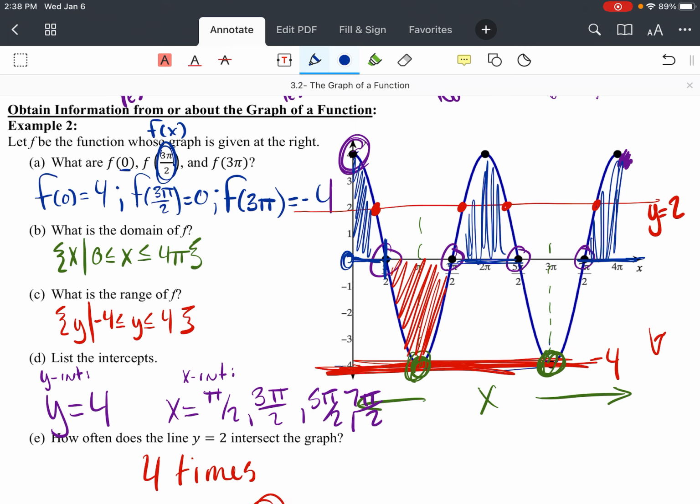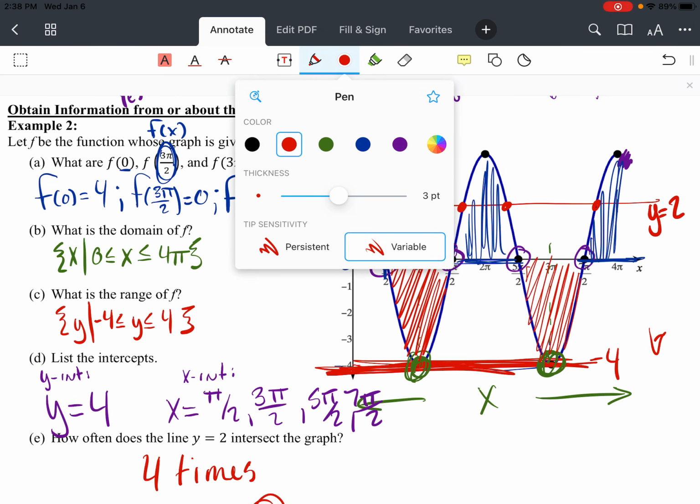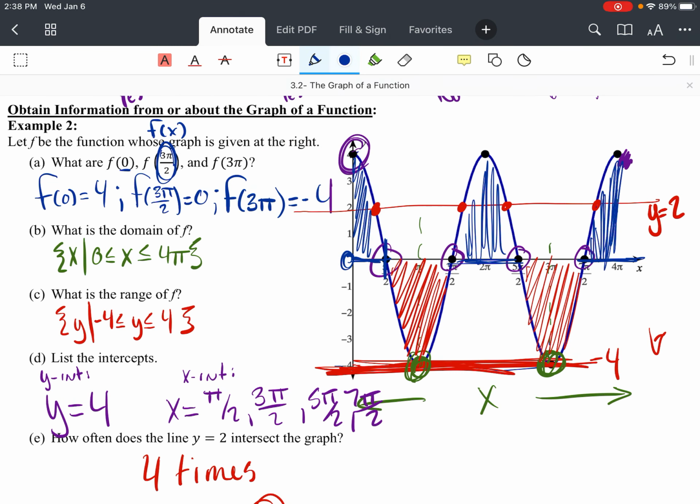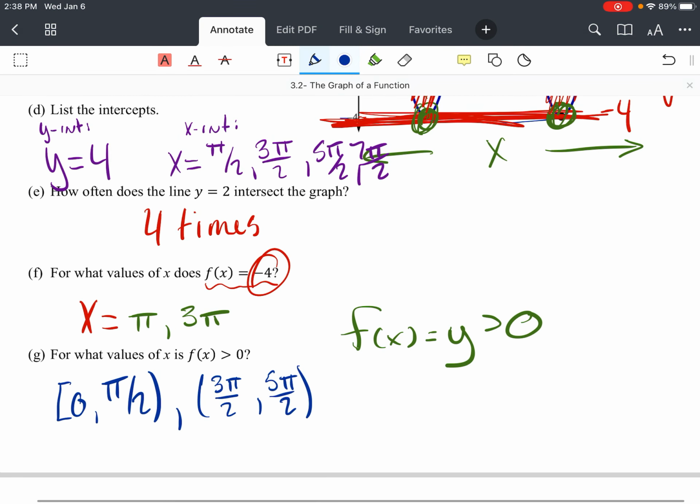And then lastly, again, it dips below the x-axis. So this one would be f of x is less than 0. And then up here, again, it goes back above it. So it goes from 7 pi over 2 up to 4 pi. Okay, and again, that's where we're going to leave it.